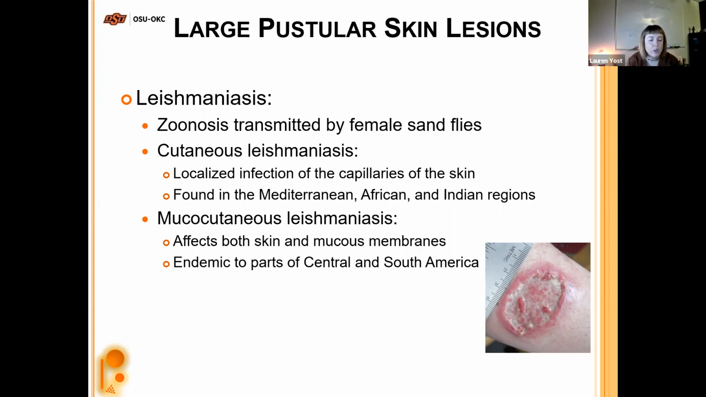If it's cutaneous, we can find that typically in the Mediterranean areas, Africa and Indian regions as well. It's a localized infection of the capillaries of the skin. And mucocutaneous can affect the skin and mucous membranes as well. So that's going to be found in Central and South America.